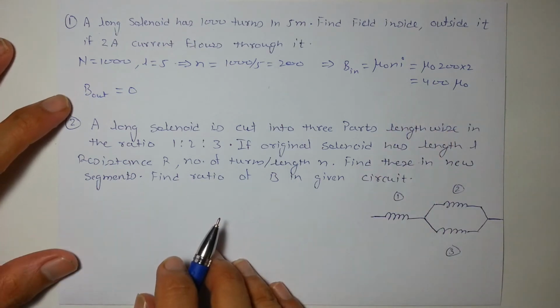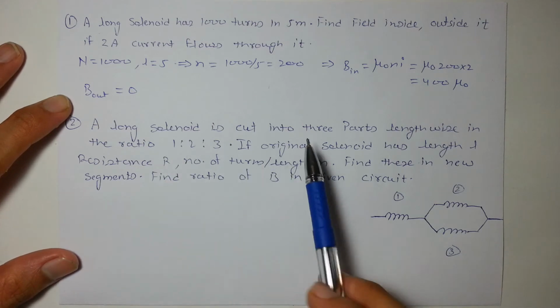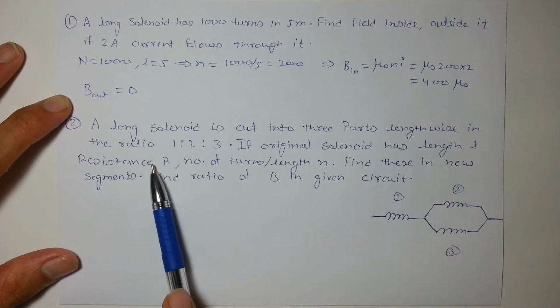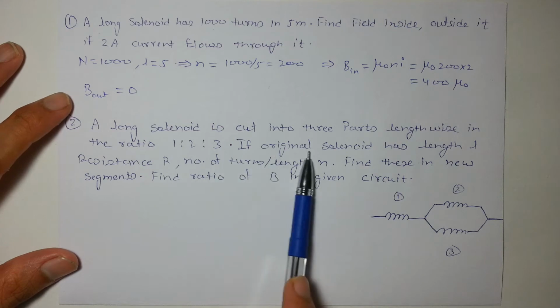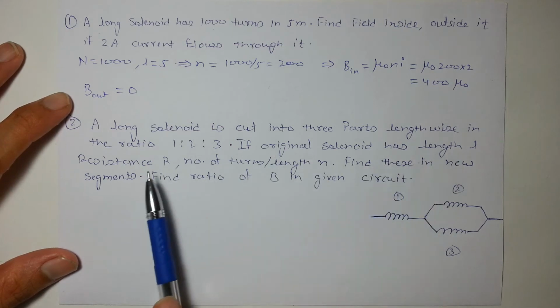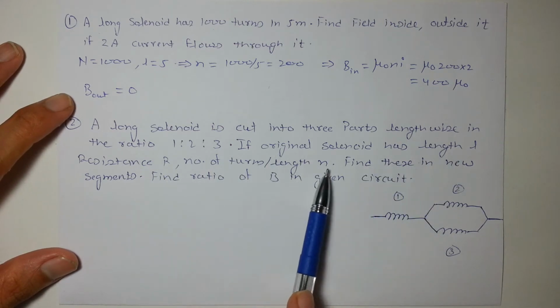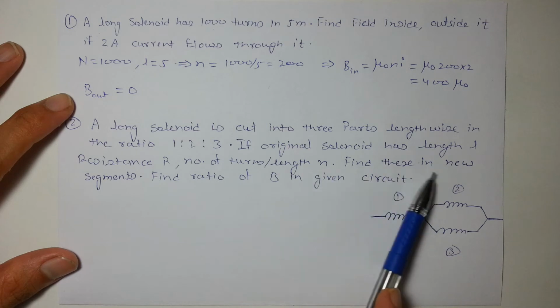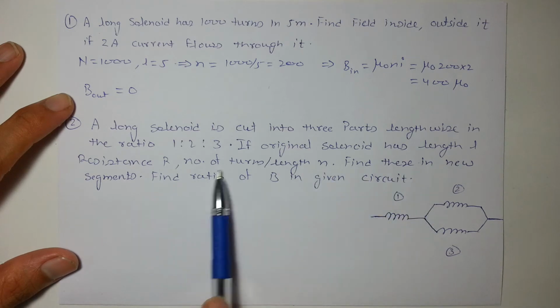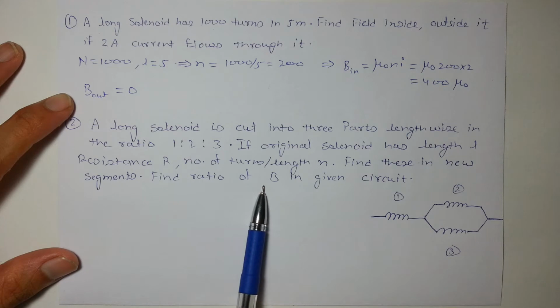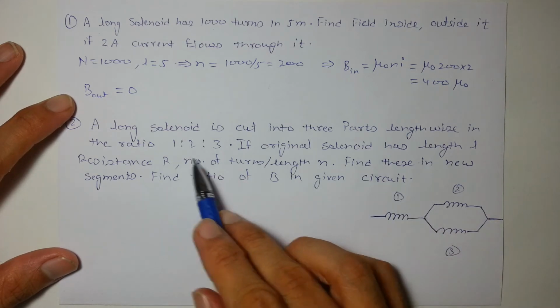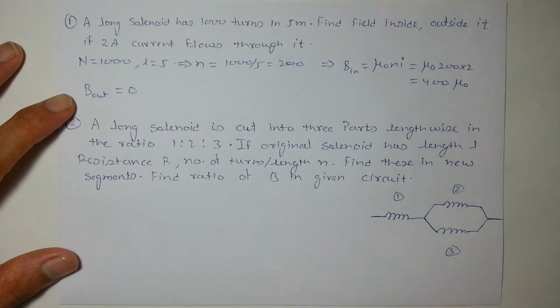Next question is long solenoid है which is cut into 3 parts lengthwise in the ratio 1:2:3. If the original solenoid has length L, resistance R, number of turns per length N, find these in new segments. इन सब की वैल्यू नए सेगमेंट्स के लिए बतानी है. रेशियो ऑफ मैग्नेटिक फील्ड इन द गिवन सर्किट. ये ऑब्वियसली पहला पोर्शन है, ये दूसरा पोर्शन है, ये तीसरा पोर्शन है.